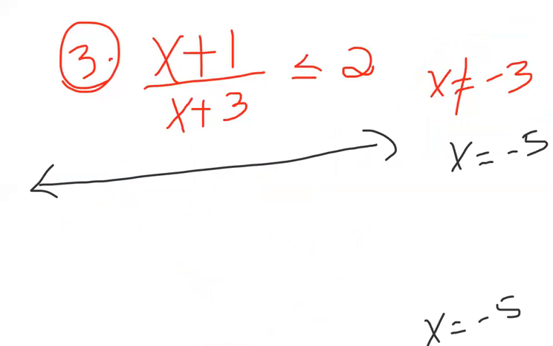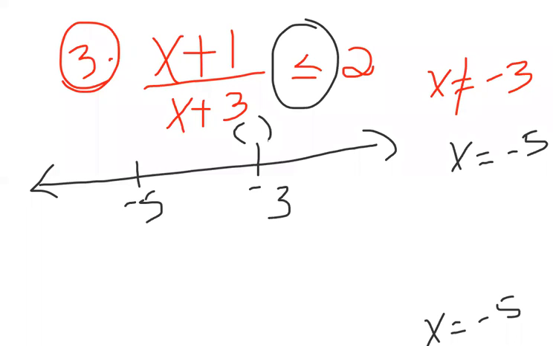We've got a critical value at negative 5, another one at negative 3. Now, don't forget, the inequality symbol is less than or equal to. This means we cannot include the negative 3. So we need to make sure we put parentheses around the negative 3. Okay, so be careful with that.